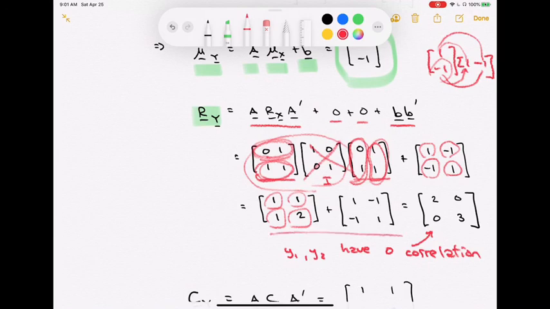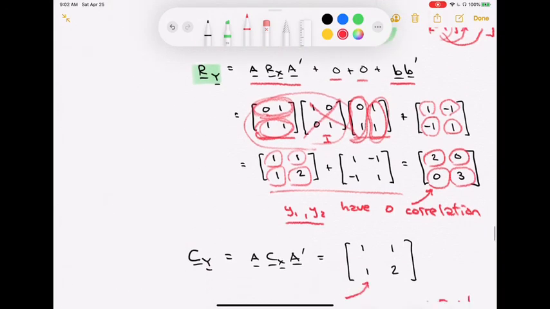This is element by element; that's how we add matrices. So 1 plus 1 is 2, 1 minus 1 is 0, 1 minus 1 is 0, and 2 plus 1 is 3. So the autocorrelation matrix of y is also a diagonal matrix. What does that tell me? It tells me that those derived random variables that make up my random vector y, y1 and y2, where y has the same dimensionality as x, have zero correlation as well.